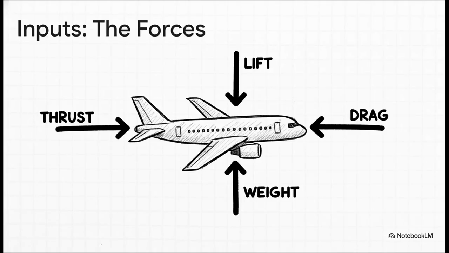So now that we have our system, what are the inputs? What are the big external forces acting on it from the outside? Well, for an airplane, there are four main ones, right? You've got thrust from the engines pushing it forward, drag from the air trying to slow it down, lift from the wings pushing it up, and of course, its own weight pulling it back down to Earth.